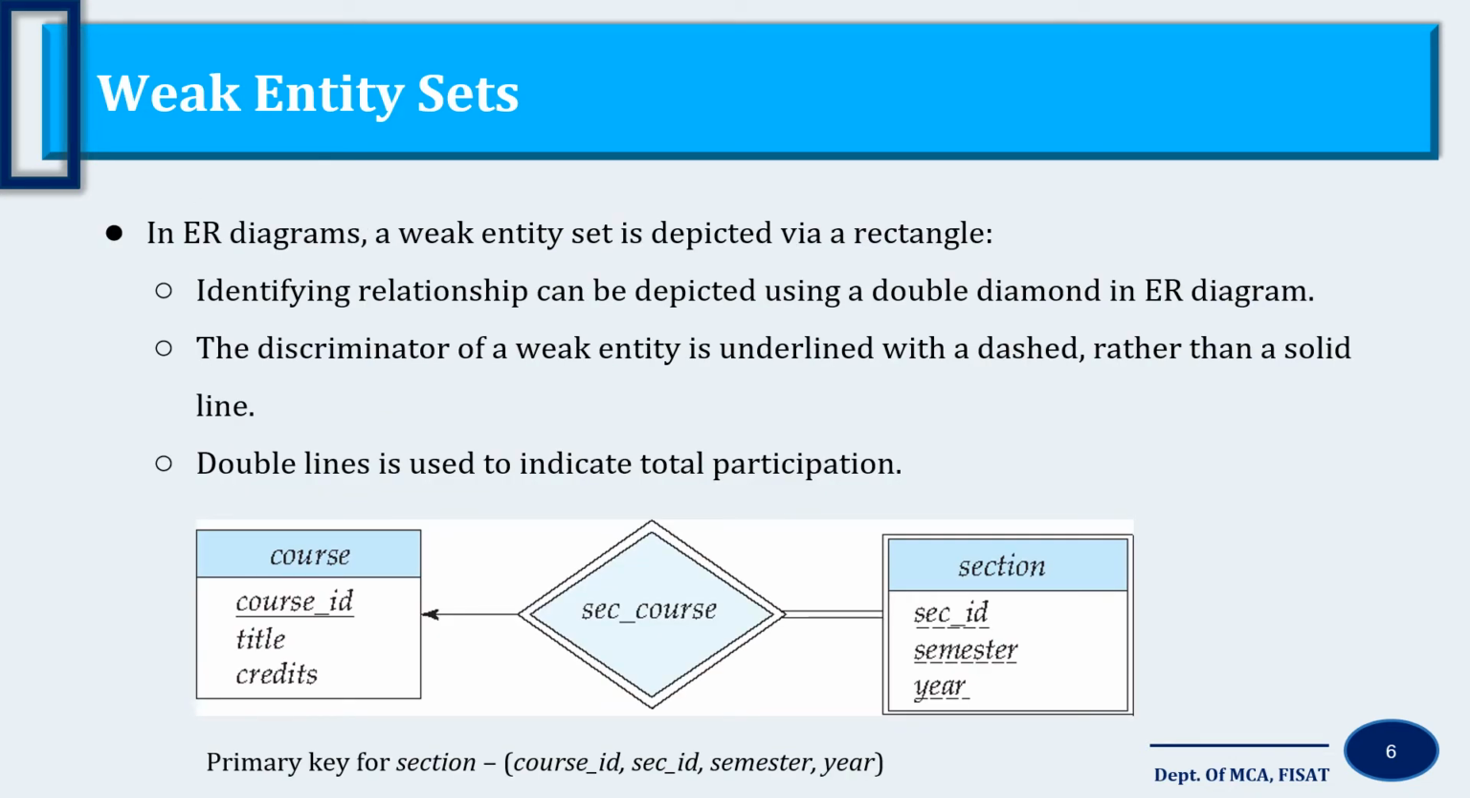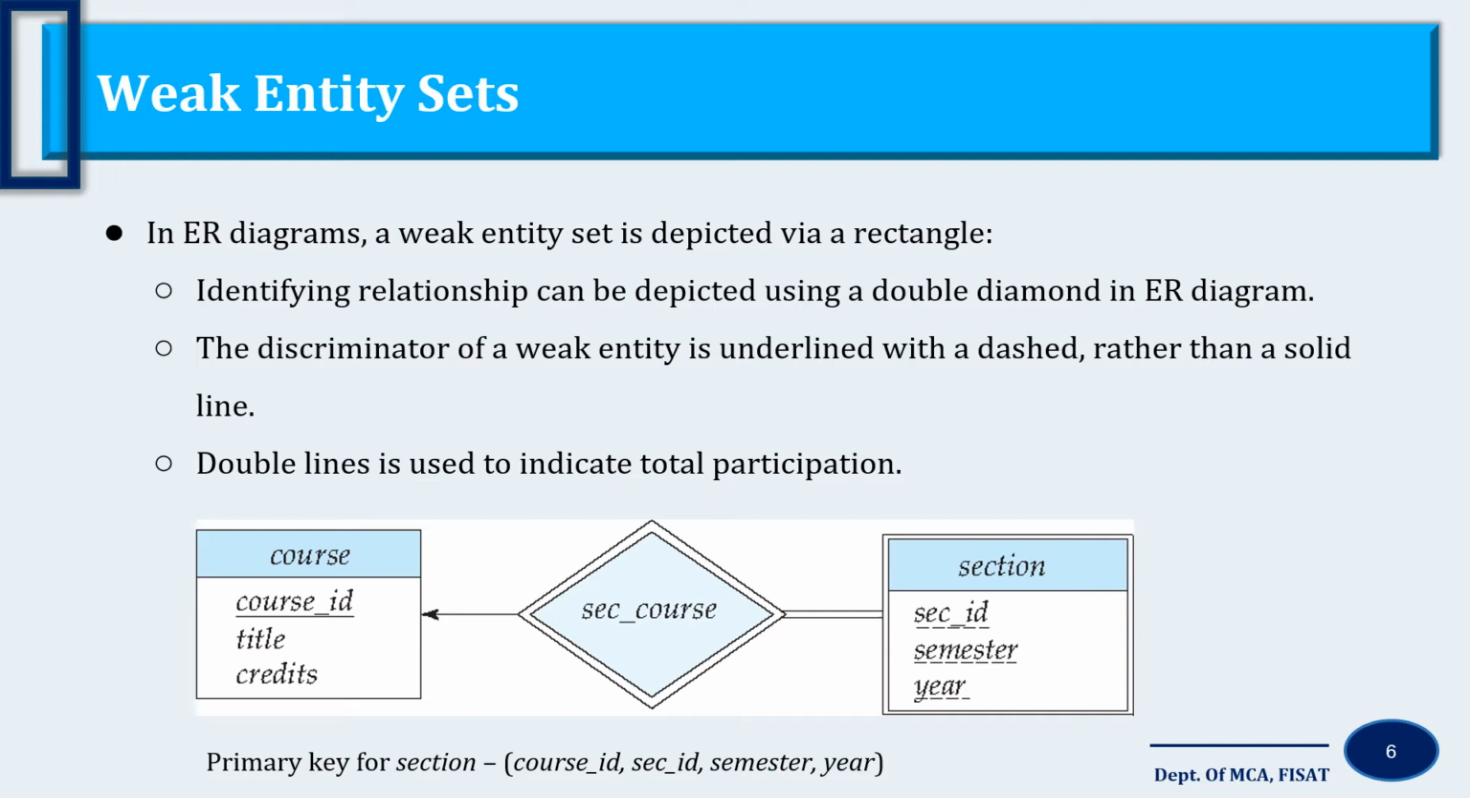Then in the crow's foot notation, the identifying relationship is always represented by double diamonds. The discriminator is underlined with a dashed line rather than a solid line, and the double line is used to indicate total participation. That is the same as in Chen's notation. The only difference is how we represent the entities. The entities are not represented by plain rectangles here. Divided rectangles are used for representing the entities. The attributes are represented in the second part of the rectangle, and the entity name is represented in the first part of the rectangle.